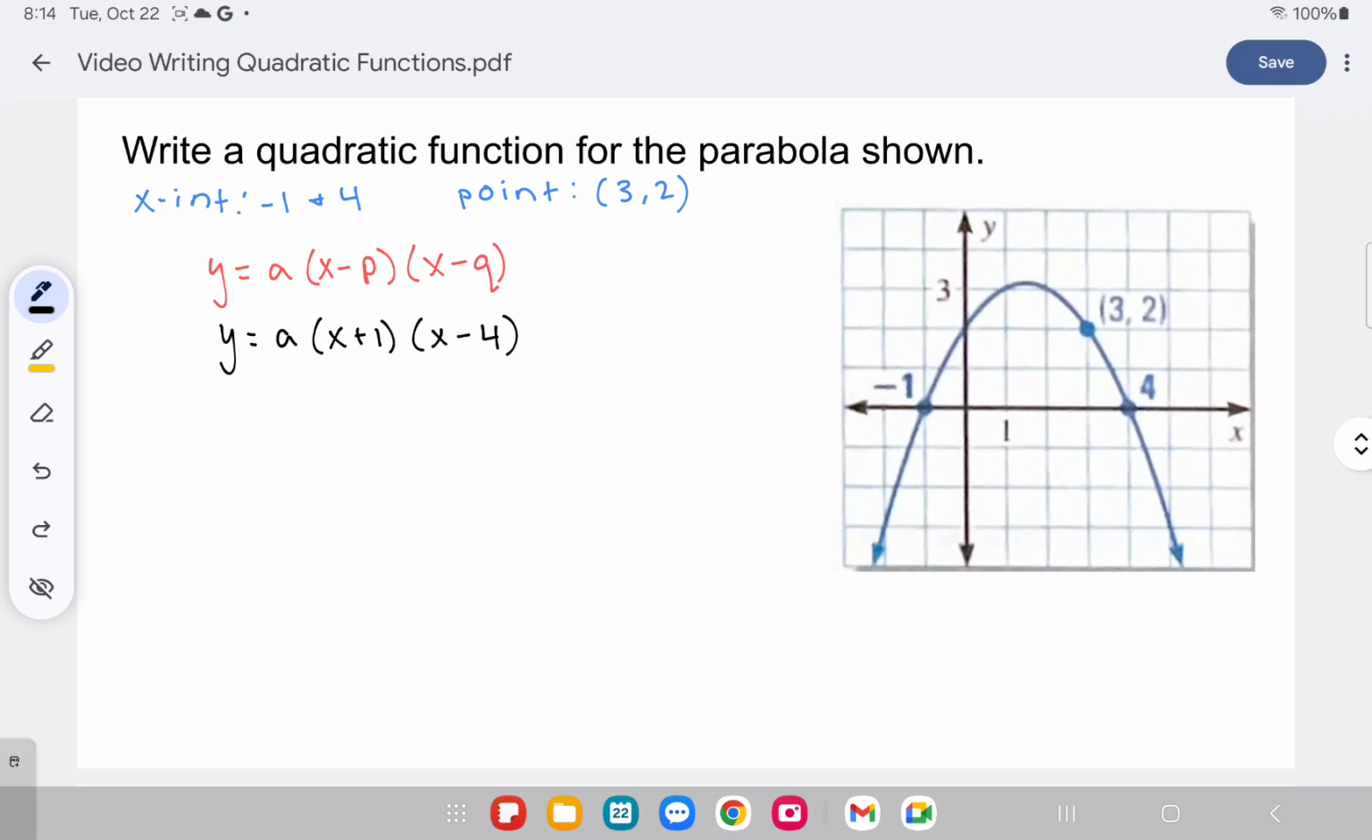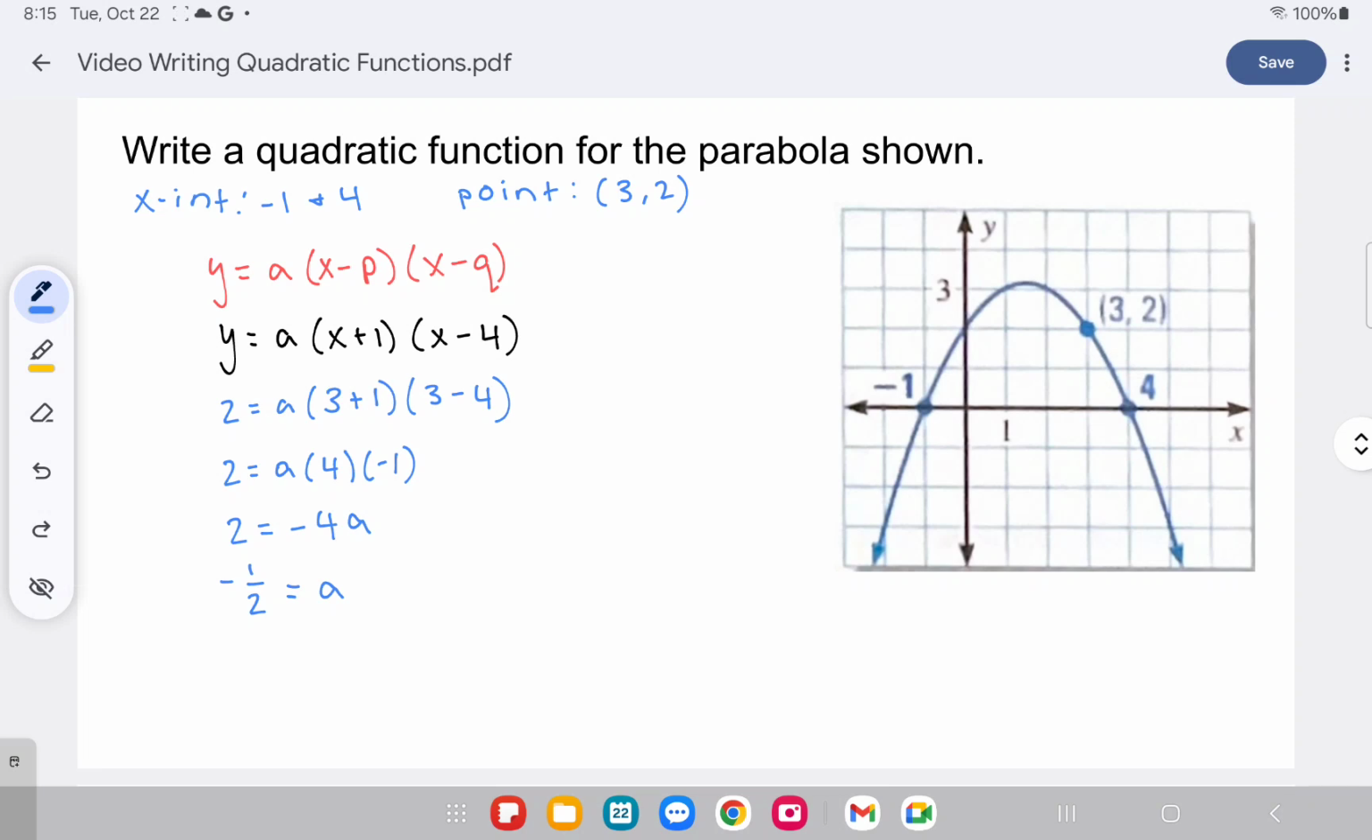Just like with vertex form, we're going to plug in that extra point so that we can solve for a. So we know when x is 3, y is 2. So we're going to plug in 3 for the x's and 2 for the y so that we can solve for a. So 2 equals a times 4 times negative 1, or negative 4a. When I divide both sides by negative 4, I get 2 over negative 4, or negative 1/2. So our a is negative 1/2.